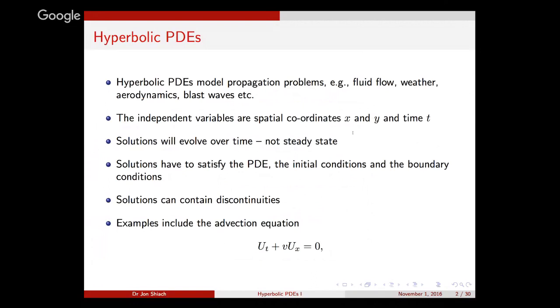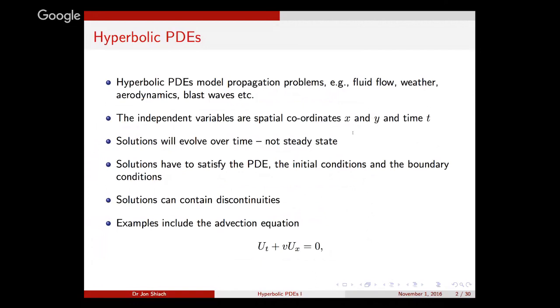The independent variables are spatial coordinates, so it could be x, y, it could be z as well if you've got a 3D spatial domain, and time. Unlike the elliptic PDEs, which are steady state, hyperbolic PDEs change over time. Makes sense. If something's moving, it's going to move over time. Like always, solutions have to satisfy the PDE, the initial condition, and the boundary condition. So those three things our solutions have to satisfy.